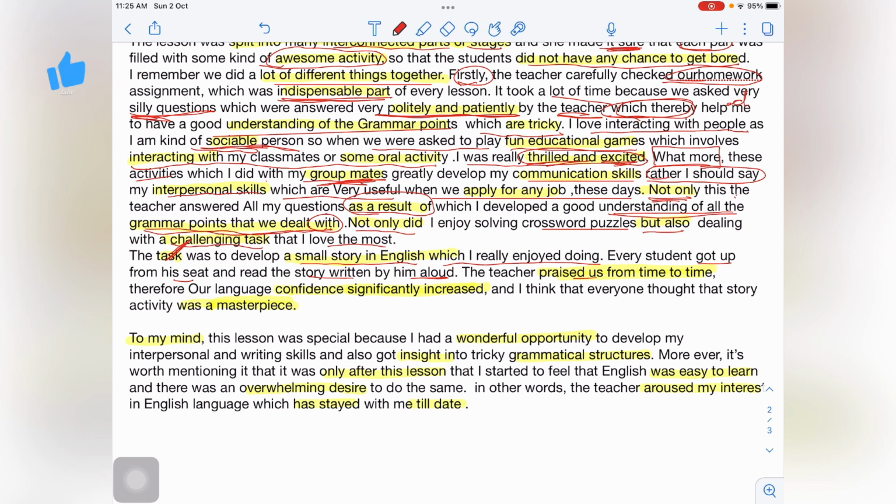The teacher praised us from time to time. I mean, she was praising us. Therefore, our language confidence significantly increased, or increased significantly. And I think that everyone thought that the story activity was a masterpiece. So anything that was very good, beyond your expectations, is a masterpiece. So this you can use anywhere.